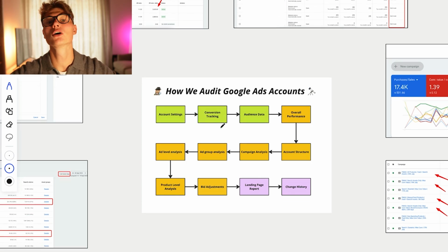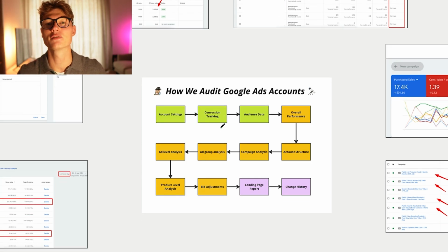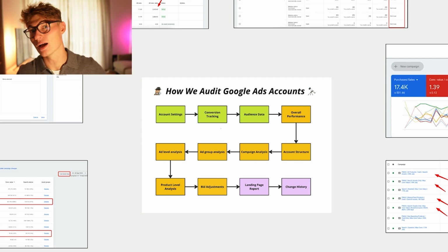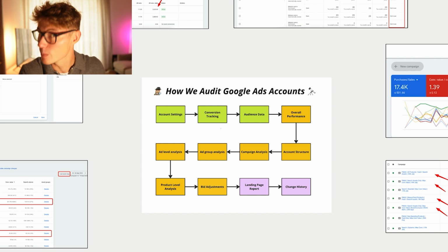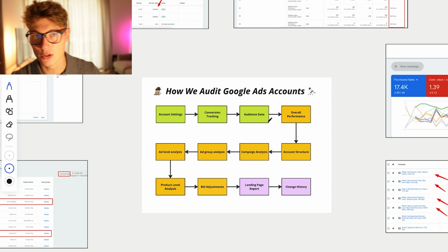All right, so we don't even want to look at the performance of the account until we've identified, well, can this performance be trusted? Because sometimes maybe you're double tracking conversions, right? Every sale you get, Google counts that as 2. And so then when you look at the performance of the account, everything's inflated. So we've got to start with conversion tracking. Then we're going to look at audience data.